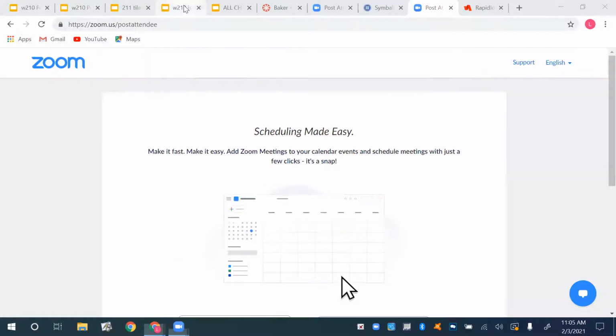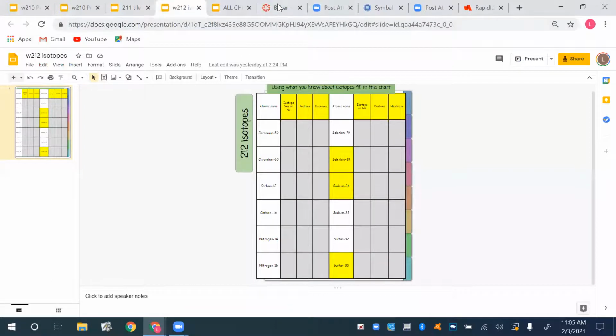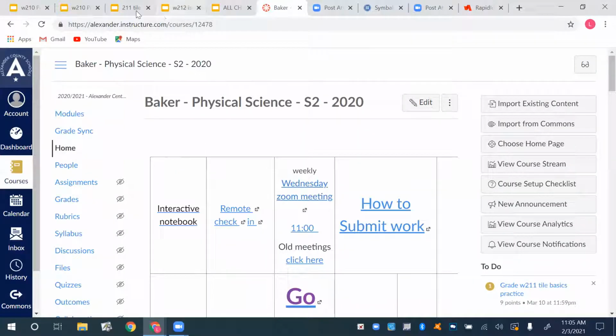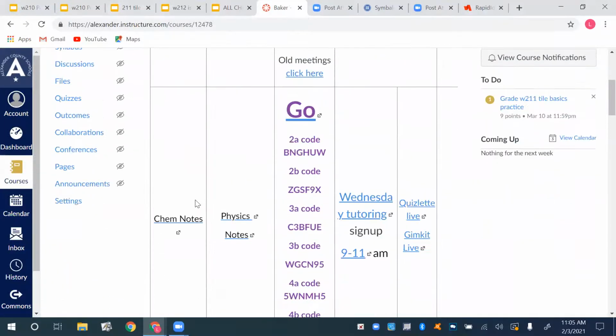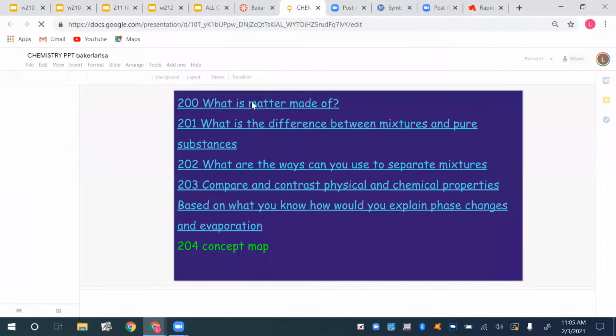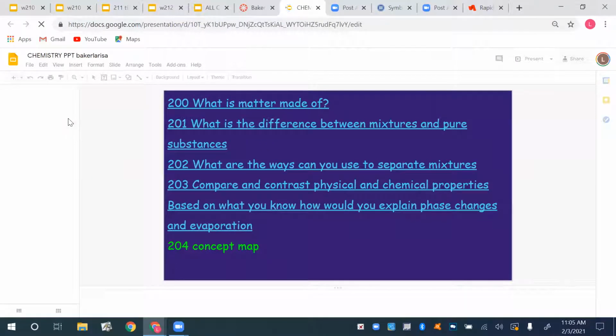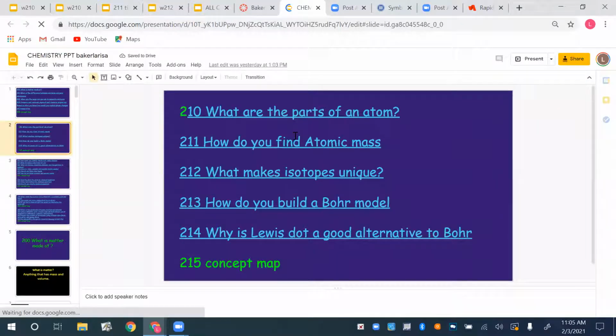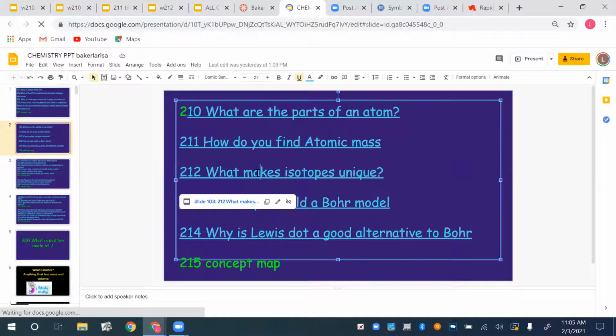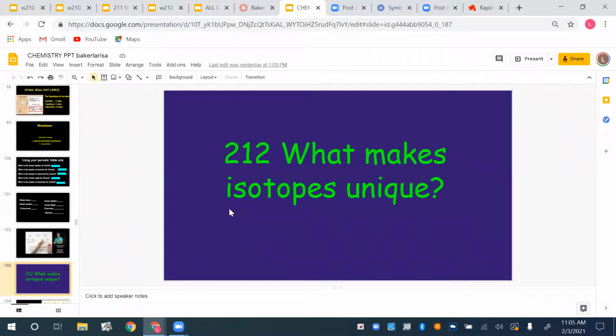We're going to share. Okay, so isotopes were on page 212. Let's go over here. Let's go to our chem notes. Let's go to isotopes. Okay, so isotopes sound really hard, but they're actually really easy. When we're dealing with isotopes, all we're dealing with is an atom that has a weird number of neutrons.